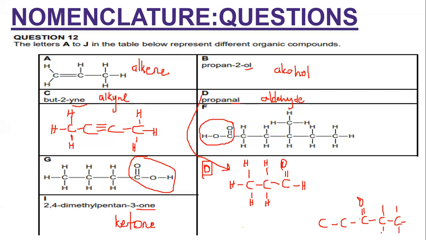Then you put your hydrogens. Now, on carbon number 2 and 4, there's a methyl, okay? Because when you come here, it's 1, 2, 3. When you come here, 1, 2, 3, it's the same thing. So let's start counting from this side. We call it 1, 2. So on this carbon, there's also a methyl. Methyl is CH3.